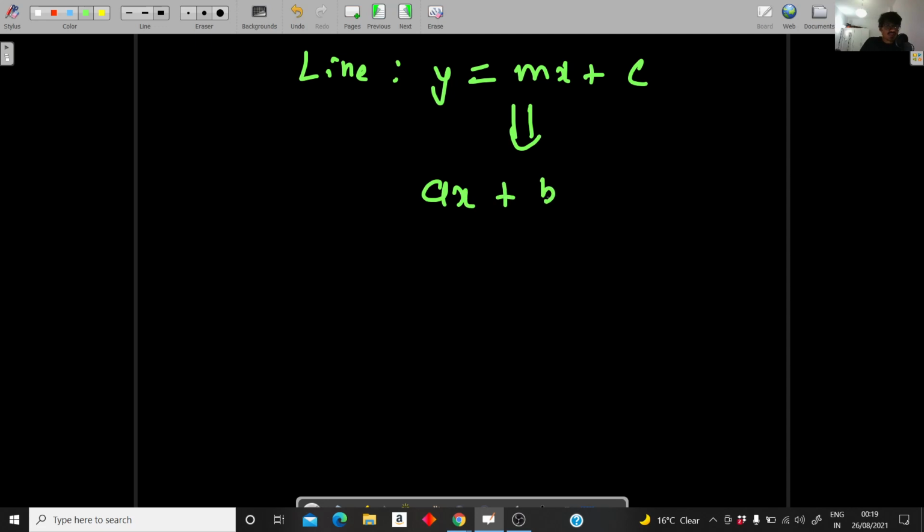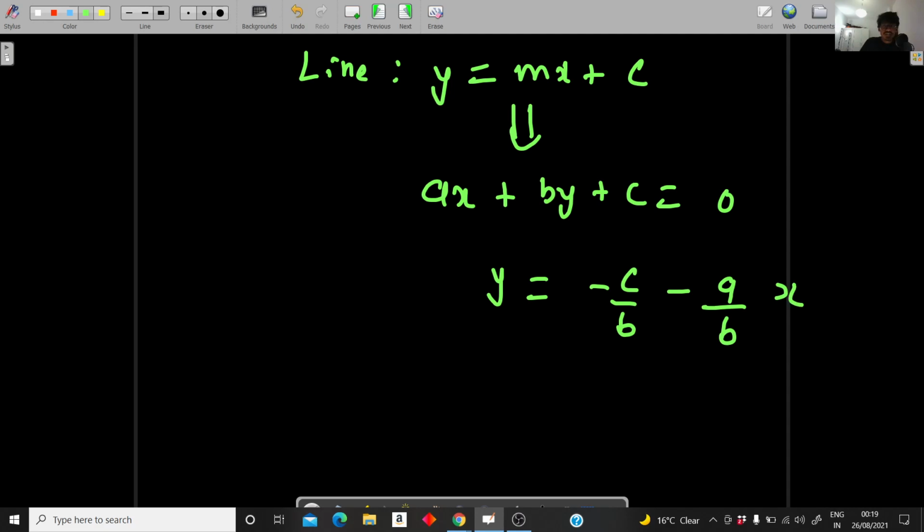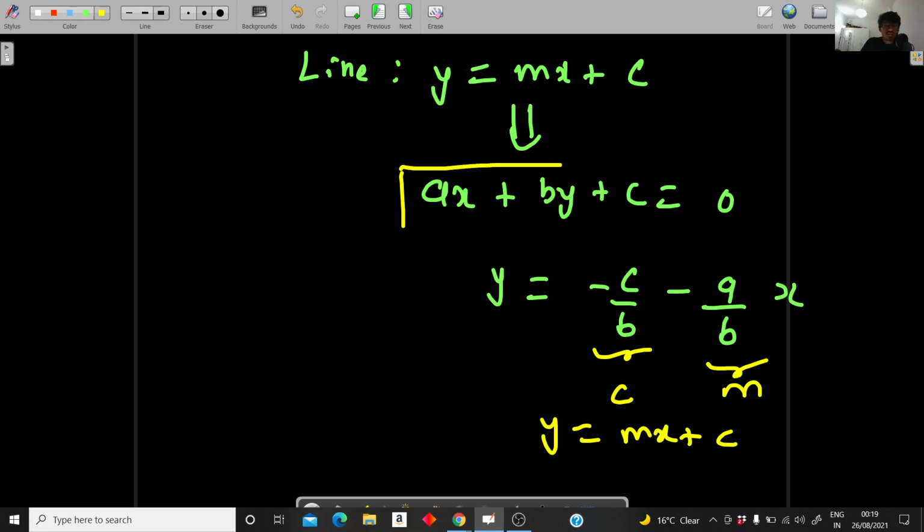So let me take a small detour, and let me start with our school days. How is a line written, the equation of a line? Simple, some of you might recall y equals mx plus c. But in a more generalized form, I can write it as ax plus by plus c equals 0. Because I can modify this again as y equals minus c by b minus a by b into x. And this is nothing but more or less the same as mx plus c. This can be considered as c, this can be considered as m. So it will be y equals mx plus c, kind of. So this is a more general form.